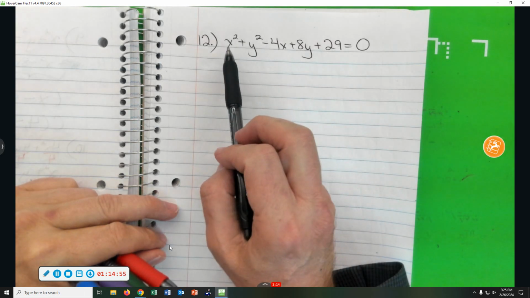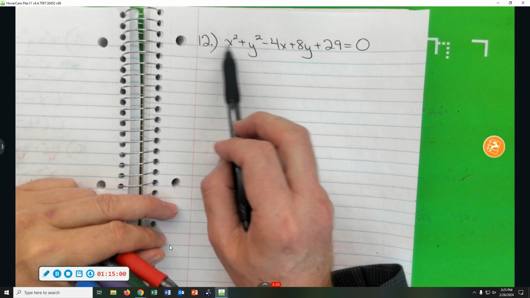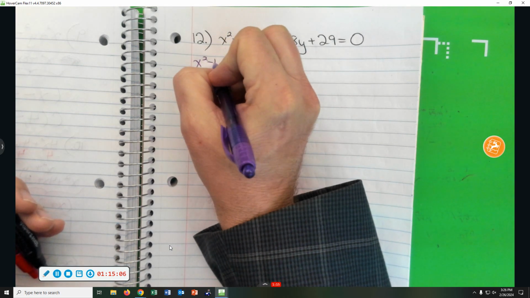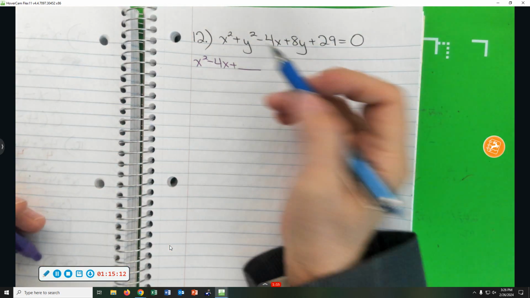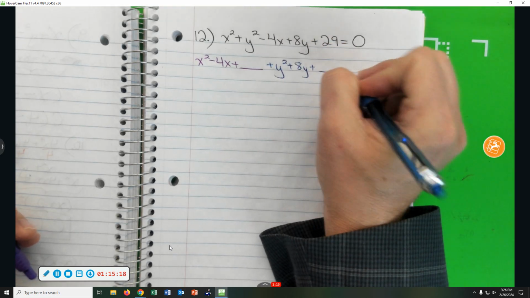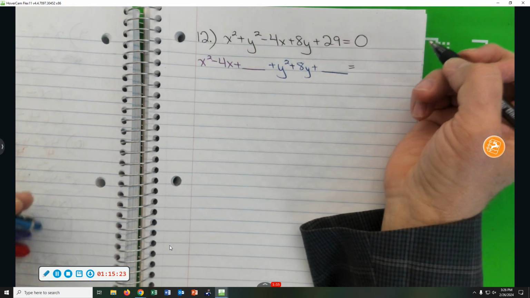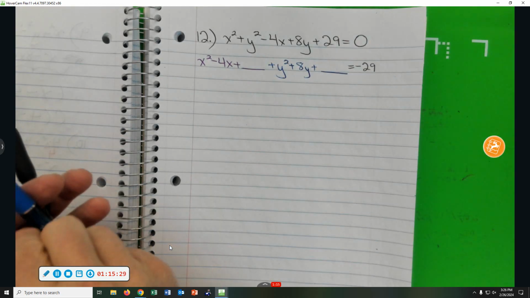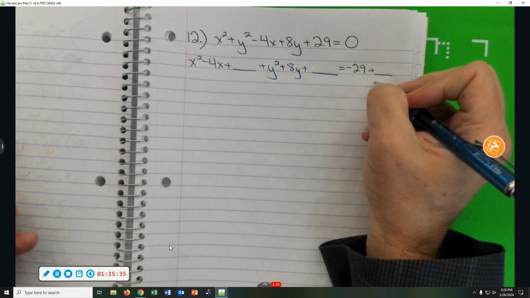Okay, so am I going to have to divide through the way we did with the last problem? No, we just group the x terms together: x squared minus 4x plus, skip some space. Group the y terms together: y squared plus 8y plus, skip some space. And on the right-hand side, we have negative 29. And we still have the purple blank and the blue blank.